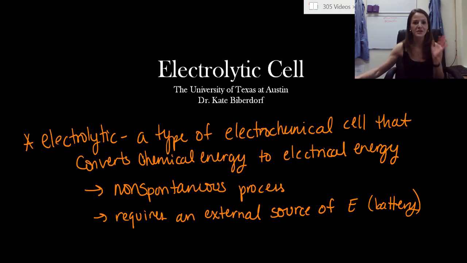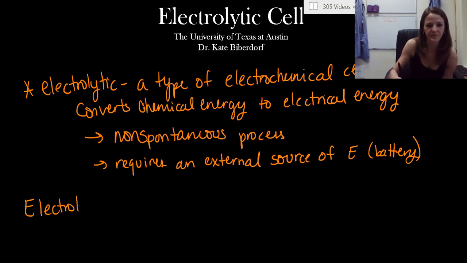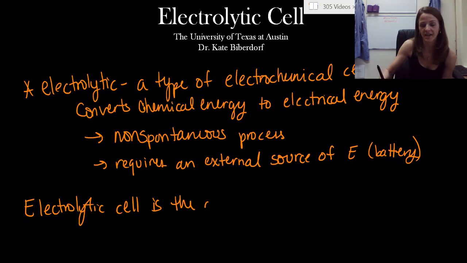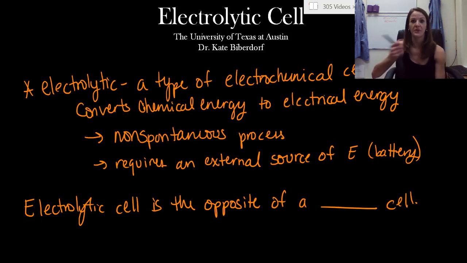All right, so now using those hints, I tried to help you, finish this sentence. An electrolytic cell is the opposite of a blank cell. One word, go. Did you get an answer? Hopefully you did, but an electrolytic cell is definitely the opposite of a galvanic cell.